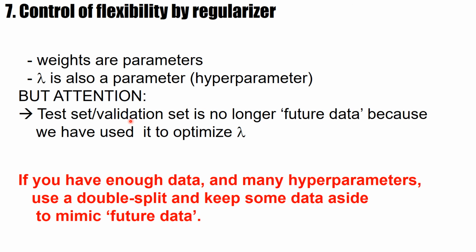However, if you have enough data and if you have many hyperparameters, then it's better to use a double split and keep some data aside to really mimic future data. And this is what we are going to look at in the next part.